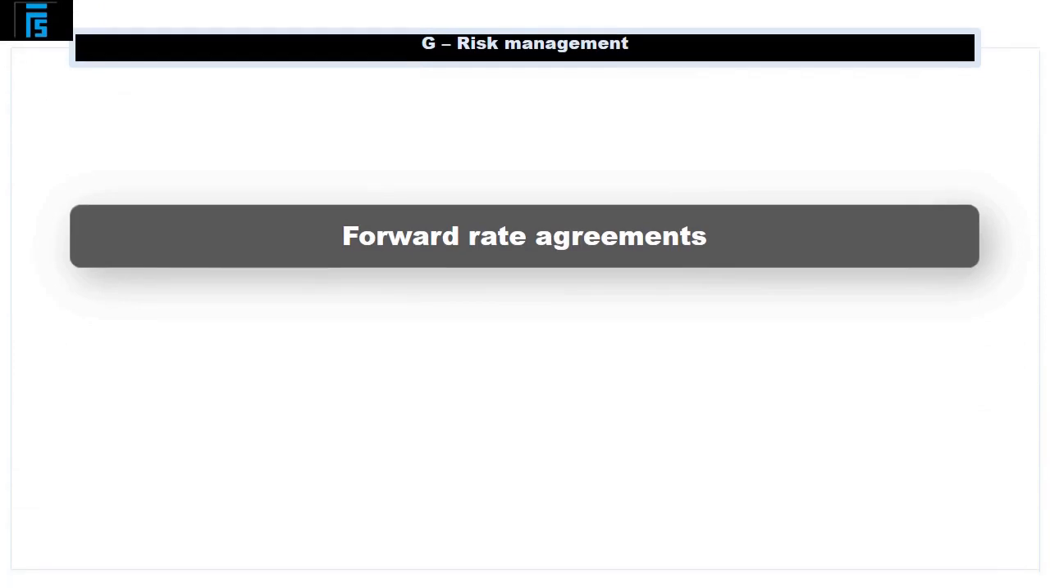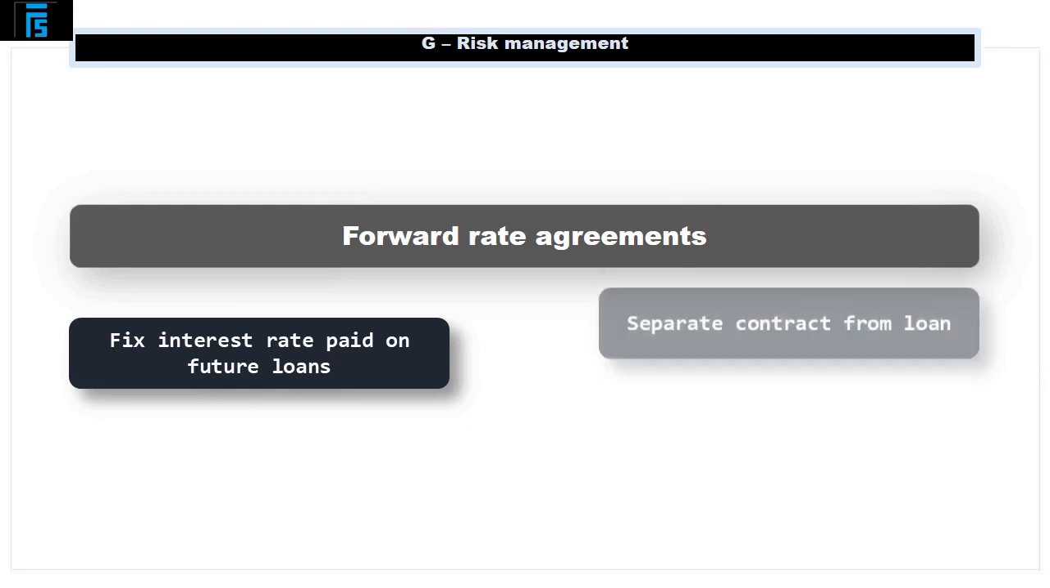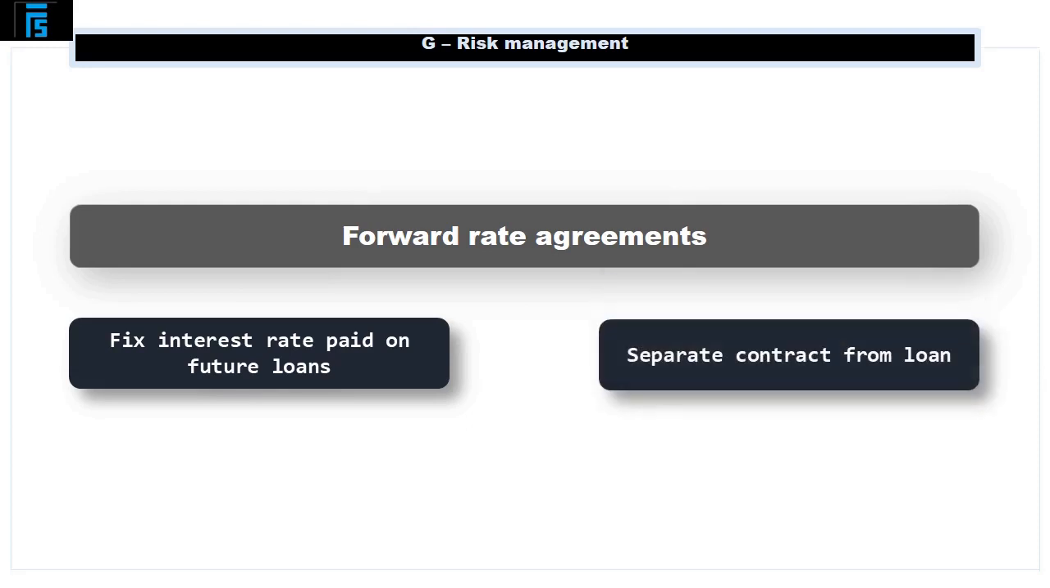Forward rate agreements. A forward rate agreement, or FRA, enables a company to fix the interest rate it will pay or receive on loans it is planning to take out in the future. It is very similar in terms of what it achieves to the forward contract described in the exchange rate risk presentation. However, the mechanics as to how it achieves the outcome is very different. The major difference is that the FRA is a separate contract from the loan itself, i.e. the FRA is not a loan.